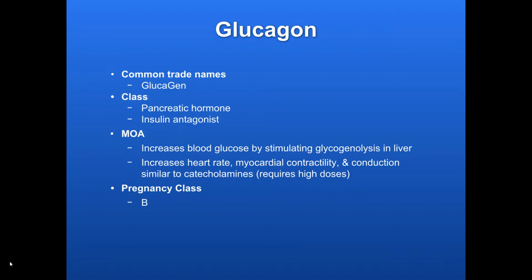Glucagon, common trade name for that is Glucagon. It is a pancreatic hormone and is also an insulin antagonist. It's used to raise the blood sugar. That's our main purpose for it.